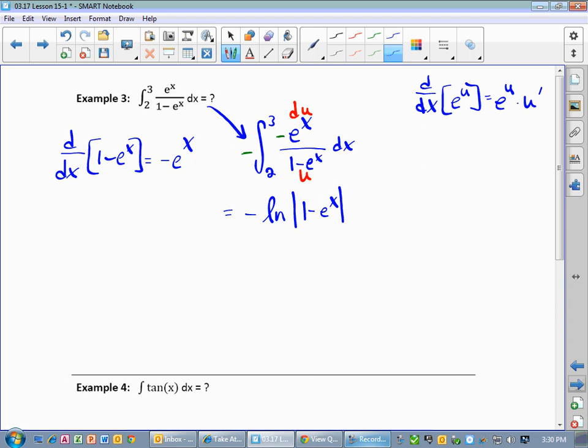And this is a definite integral. We're going from 2 to 3, so we have to have our bar, 2 to 3. And now we use the fundamental theorem of calculus to evaluate this. So we have negative ln of 1 minus e cubed minus negative ln of 1 minus e squared.